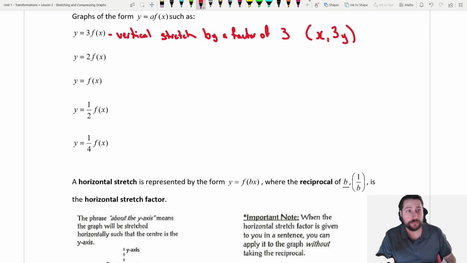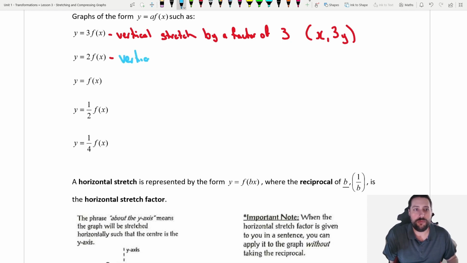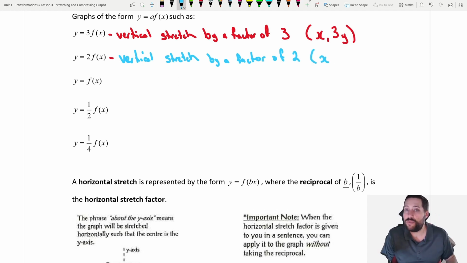The next one says y = 2 f(x). So that means there is going to be a vertical stretch by a factor of 2. This is the same thing: your x's remain the same, but you're going to multiply all your y values by 2.